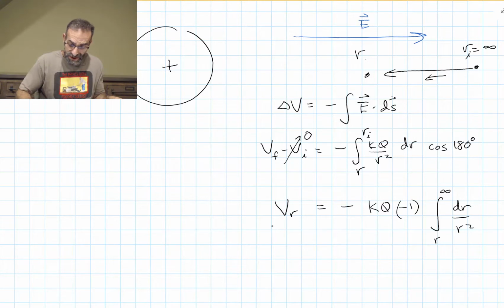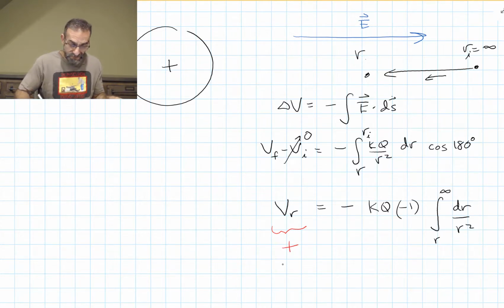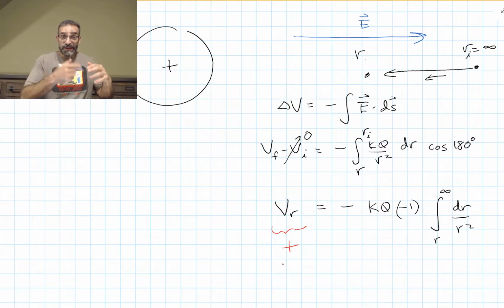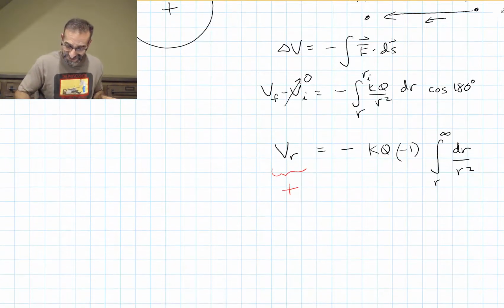The left side of the equation has to be what? Negative or positive? It has to be positive because we're starting at 0 at infinity and we're going opposite the electric field. So we have to be going to higher electric potential. What's higher than 0? A positive number. So in the end, we'll check to make sure we get a positive number. If we don't, we'll fix it.